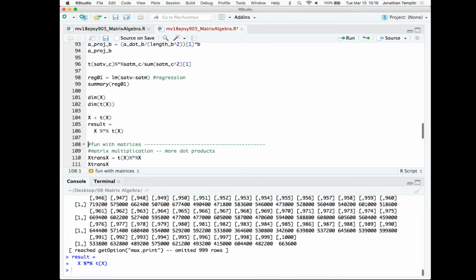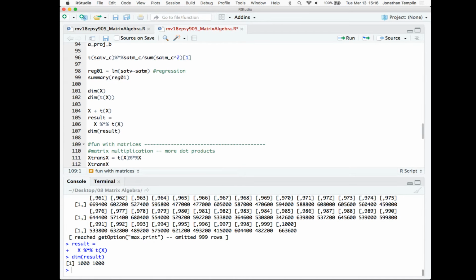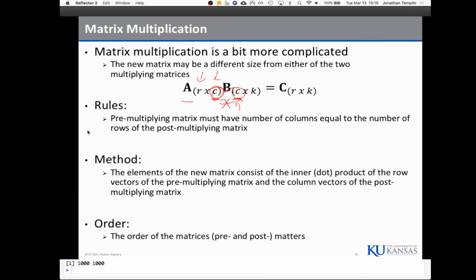The size of the result is going to be equal to the number of rows of the pre-multiplying matrix and the number of columns of the post-multiplying matrix. So flipping back to the slides, this new matrix C that's formed by A times B has the rows of A and the columns of B. Kind of an odd thing to see, right?